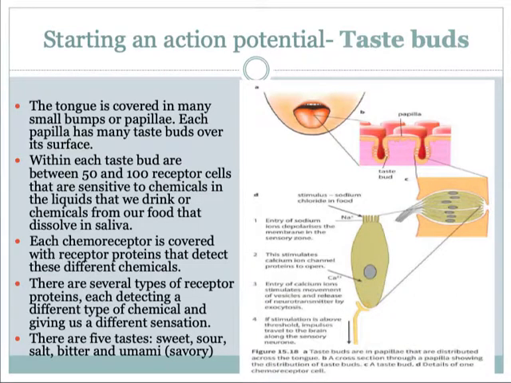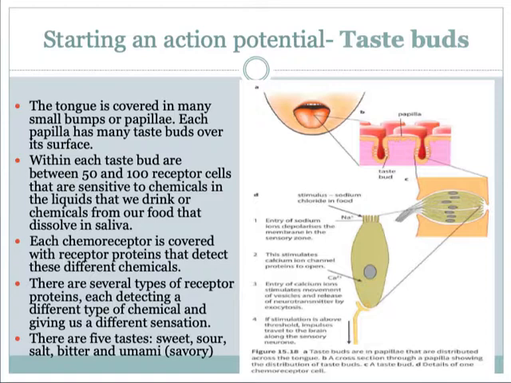So the tongue is covered in many small bumps or papillae, and each papilla has many taste buds over its surface. Within each taste bud are between 50 and 100 receptor cells that are sensitive to chemicals in the stuff that we eat and drink. Each chemoreceptor is covered with receptor proteins that detect these different chemicals. There are several types of receptor proteins, and each one gives us information about a different chemical. So there are five really: sweet, sour, salt, bitter, and savory.